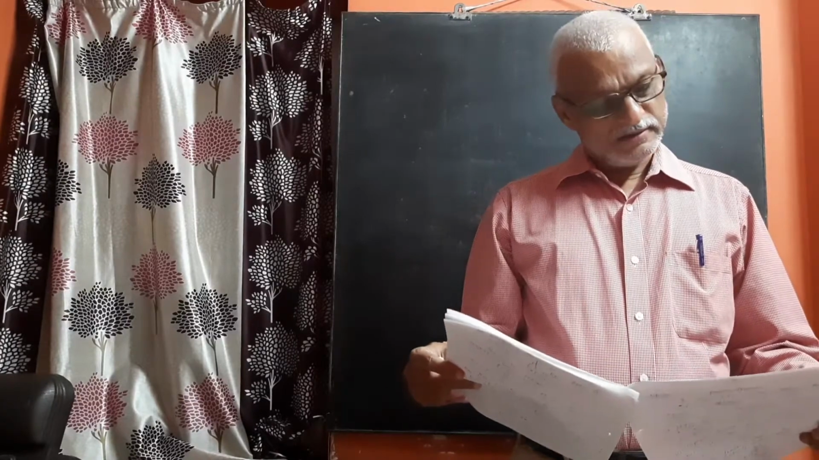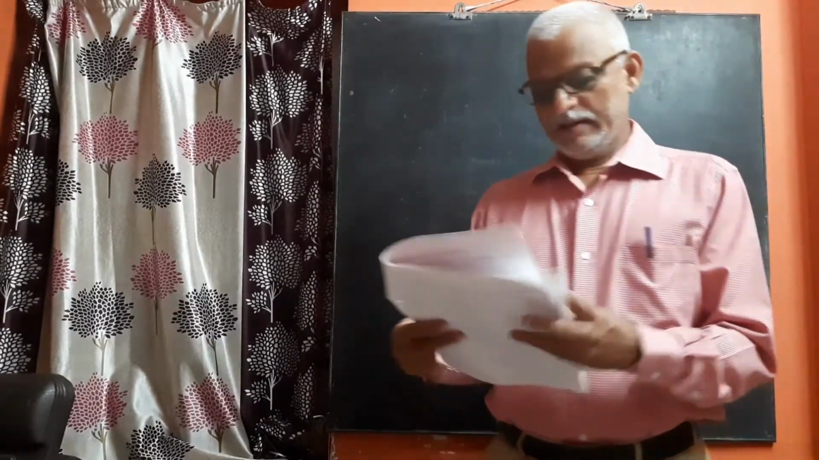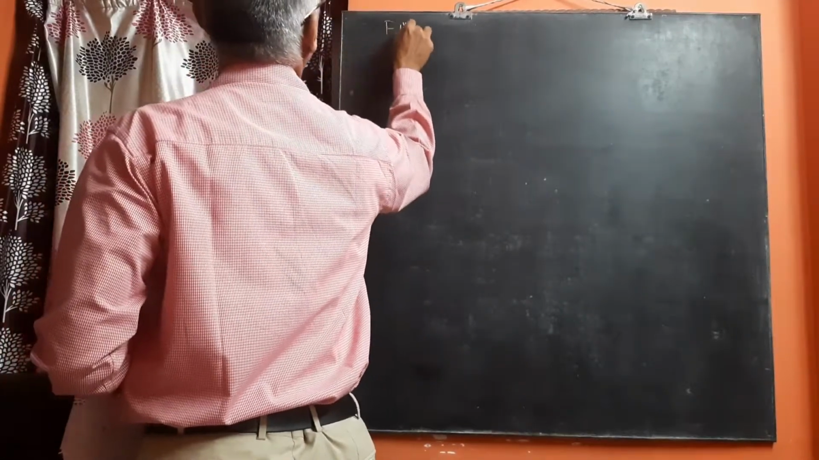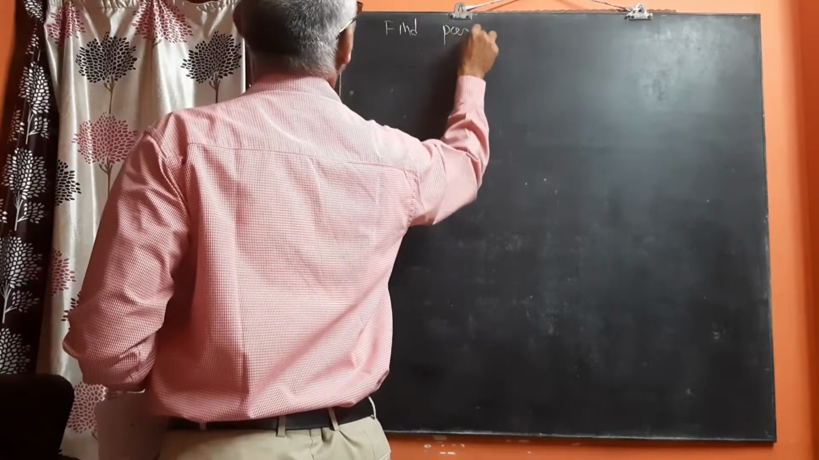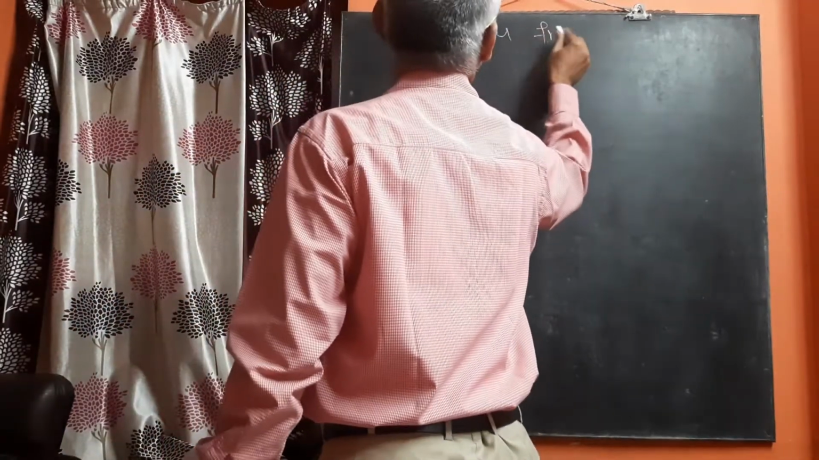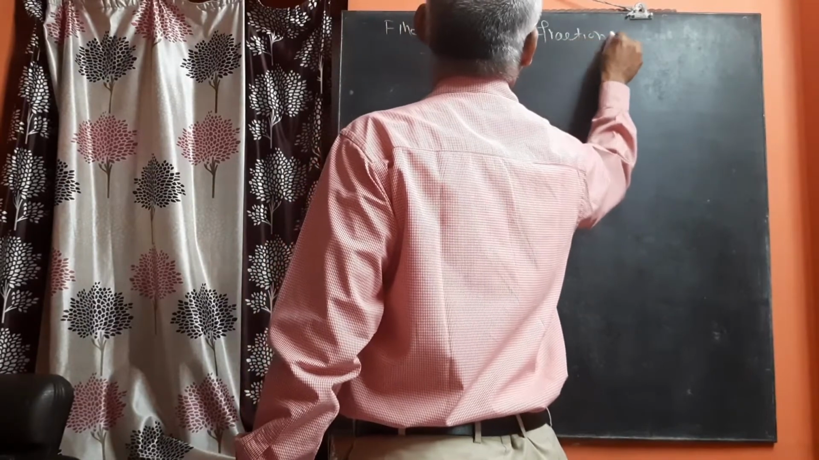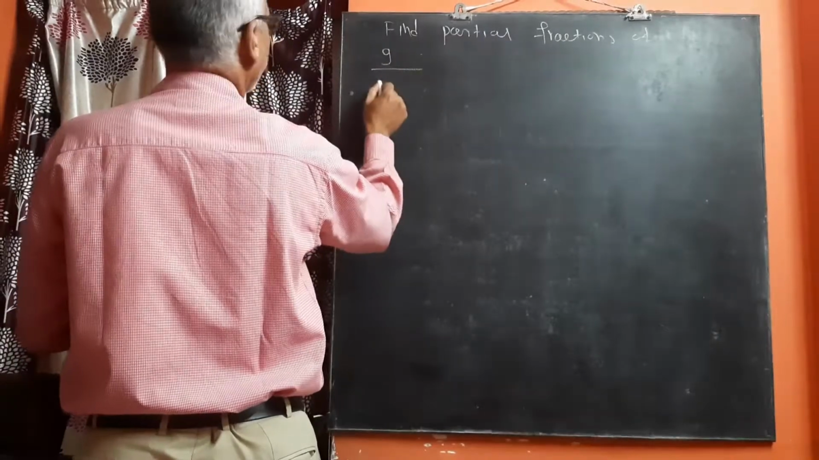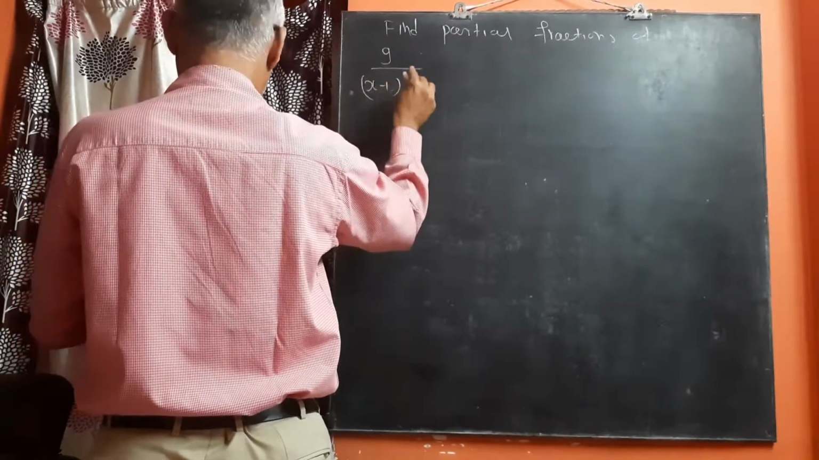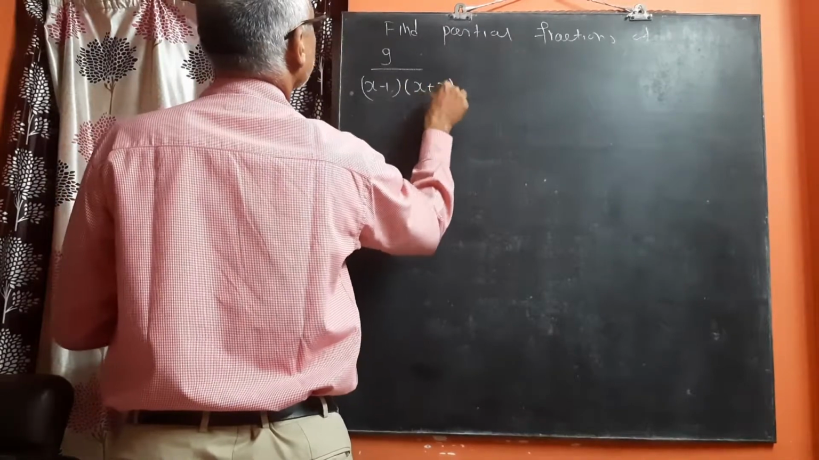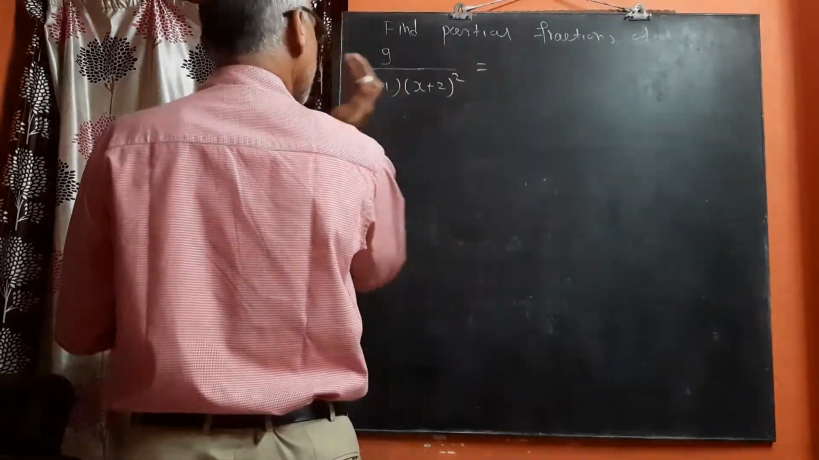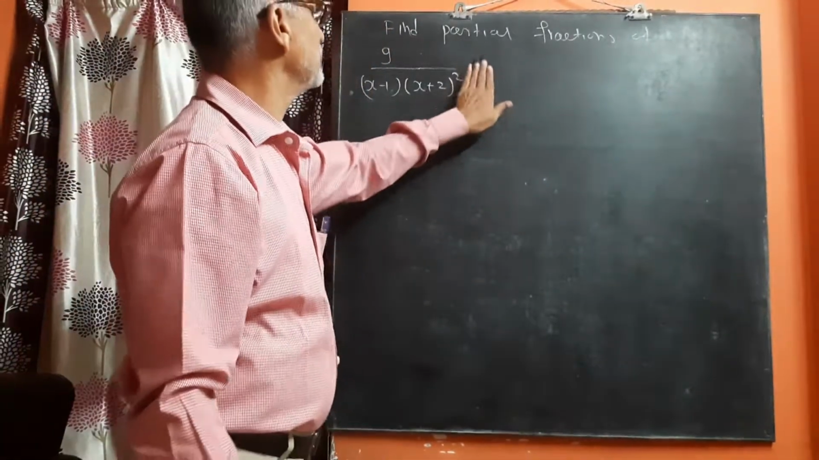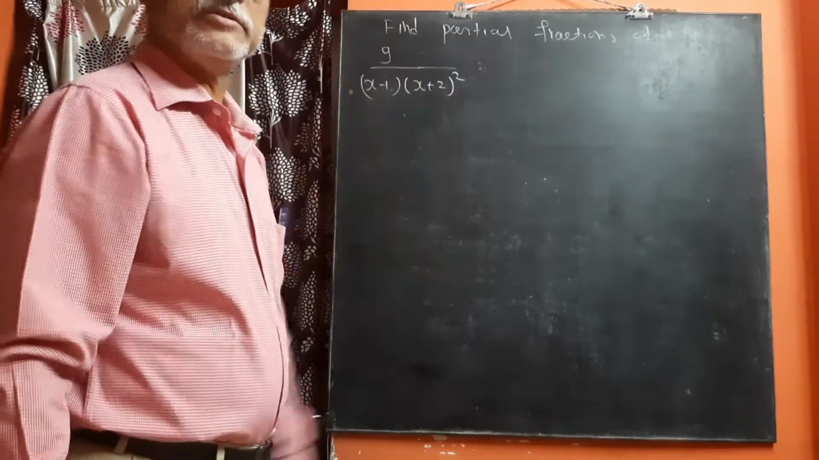Let us start the first problem. Find the partial fractions of 9 divided by x minus 1 into x plus 2 the whole square. We have to find out the partial fractions of this one.